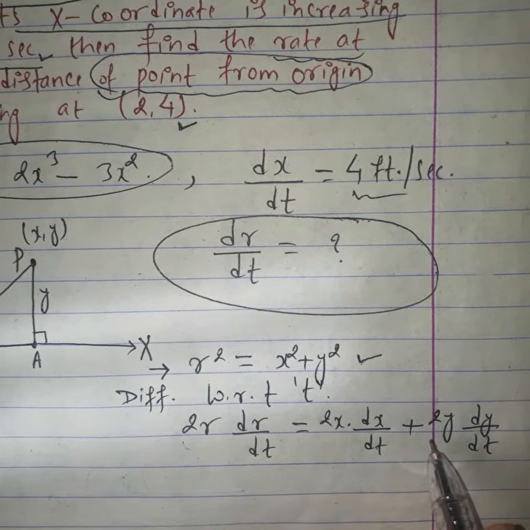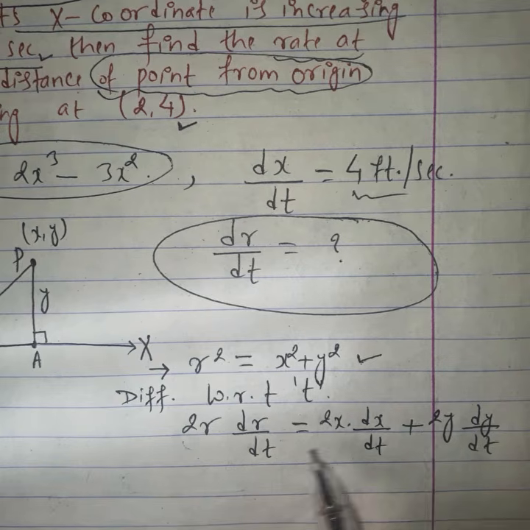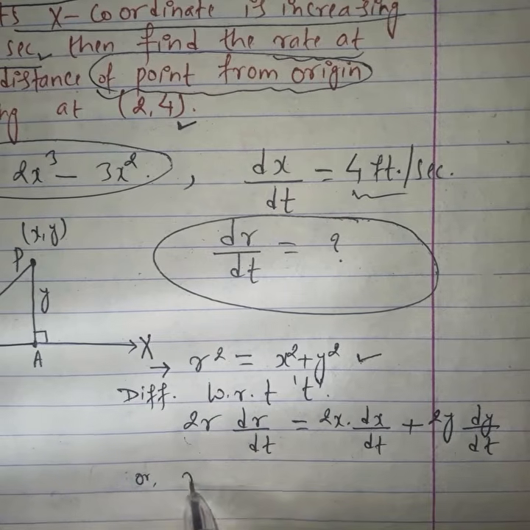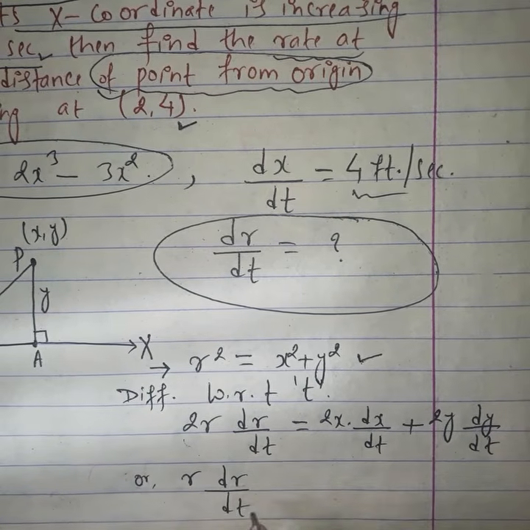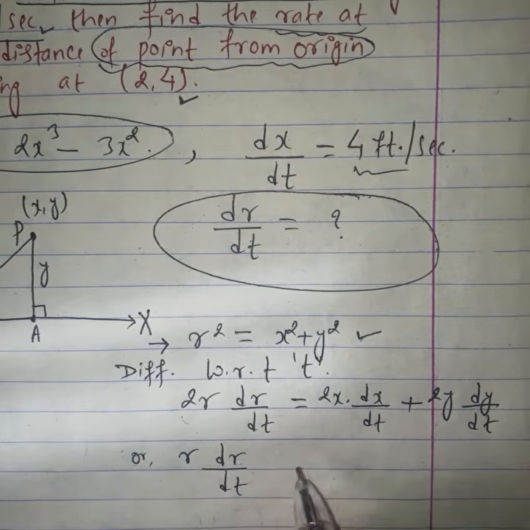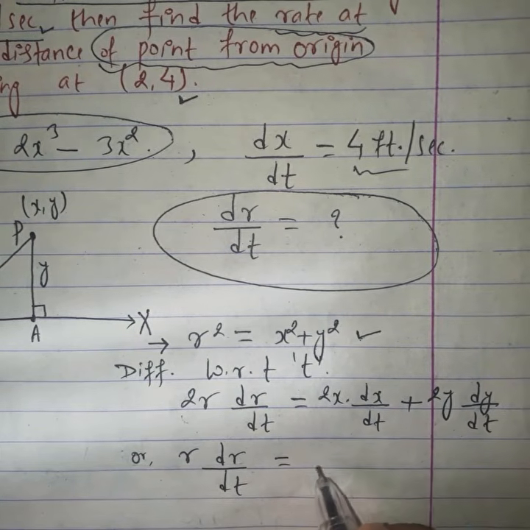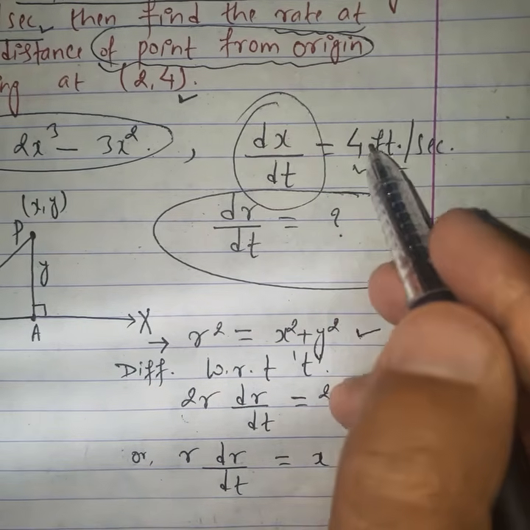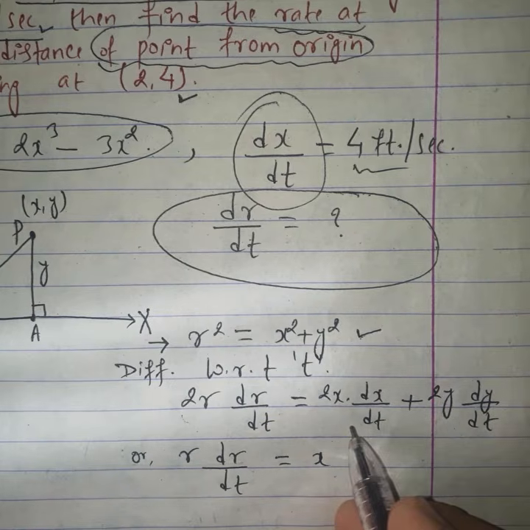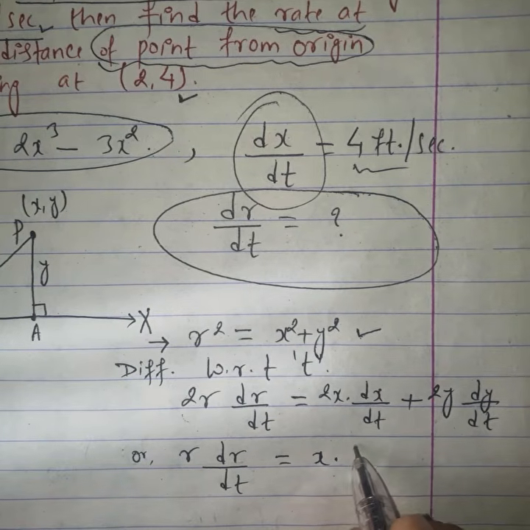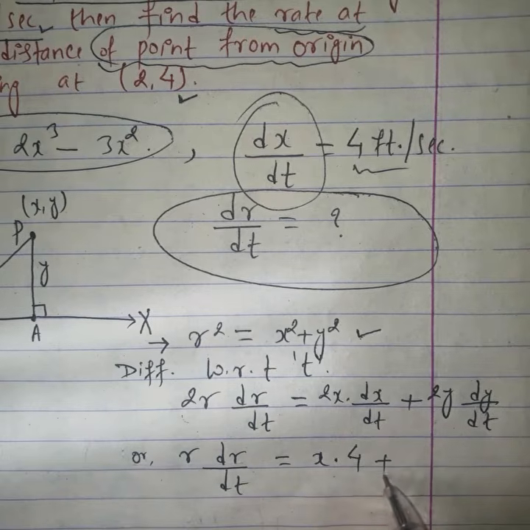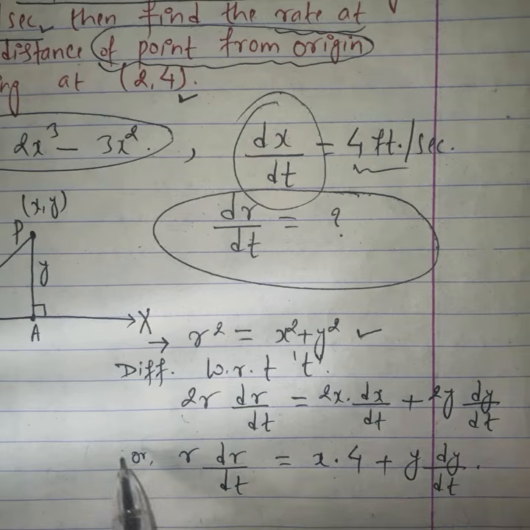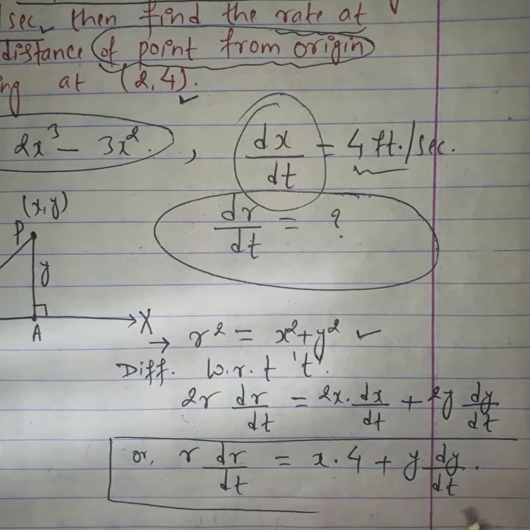Here we can cancel out the 2 present in all the expressions, so cancelling the 2, the remaining expression will be r dr over dt equals x dx over dt plus y dy over dt. Our target is dr over dt. Here the value of dx over dt is given as 4 feet per second, so just substituting, x times 4 plus y dy over dt. Let's say this relation is equation 1.